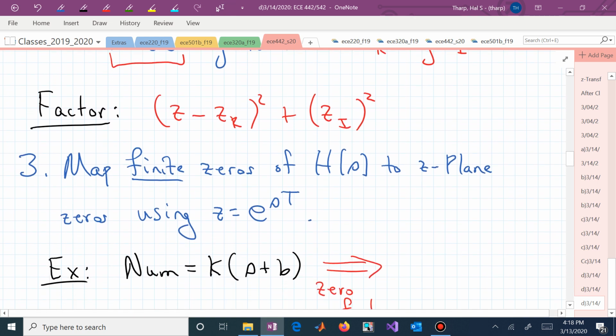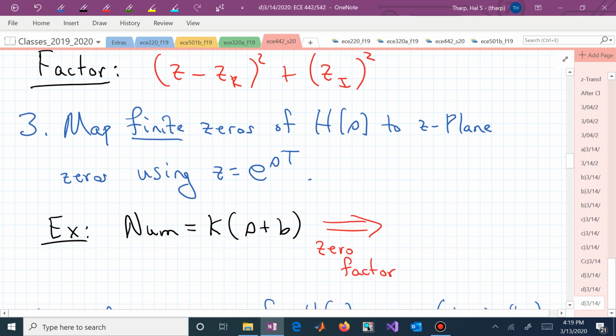Now what we want to do is map the finite zeros using the exact same mapping strategies, from capital H of s to the z-plane zeros, using z is equal to e to the sT. Suppose we had a numerator that was k times s plus b, and we want to now map that into a zero factor in the discrete time setting.